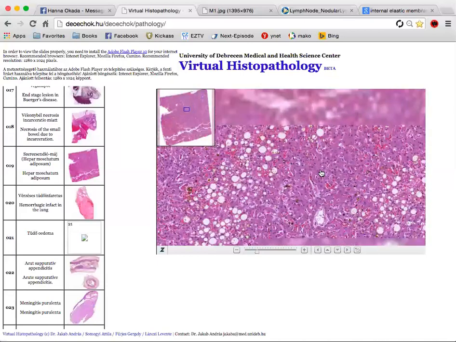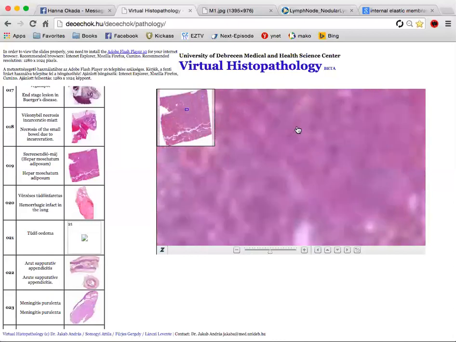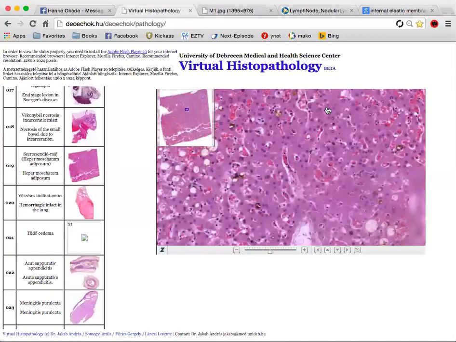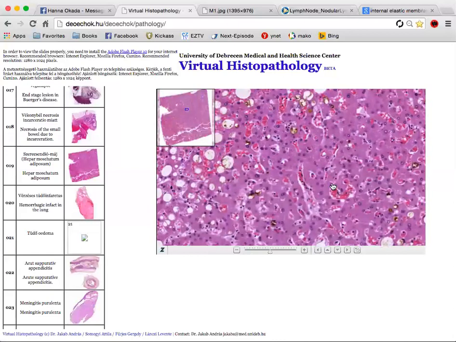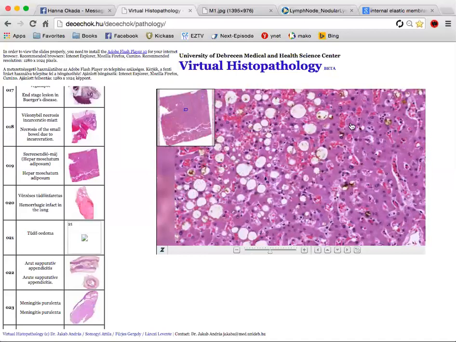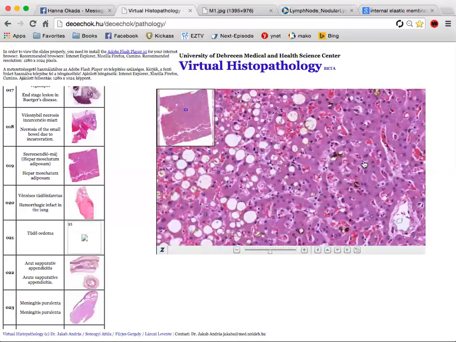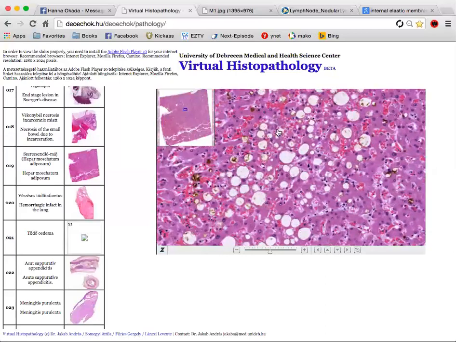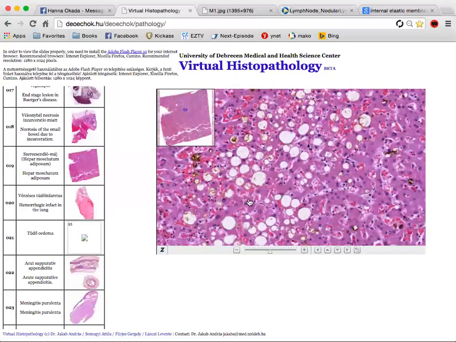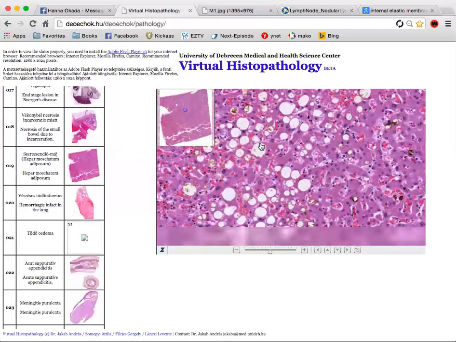Okay. So you can see that this is liver. You can see the hepatocytes. And there are two areas. There's this area where you can actually see pretty normal hepatocytes. And there's this area, this is the central lobule, and you can see fatty transformation here.